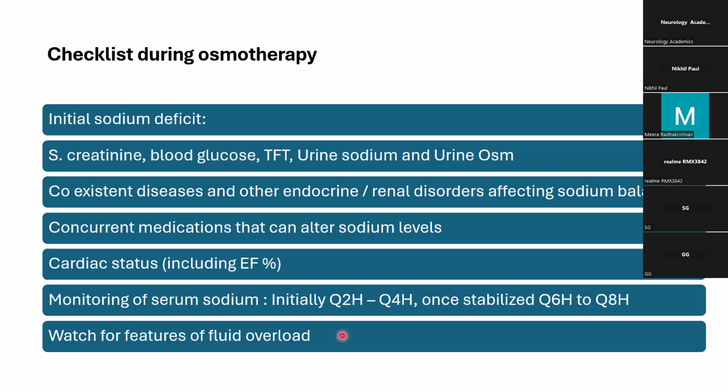And there are some things we should check while giving osmotherapy, like the initial sodium deficit, on which our calculation is based. We should check the renal function, blood glucose, thyroid function, urine osmolality, and urine sodium. In select cases, if we suspect chronic hyponatremia, cortisol levels may also be sent. We should look for coexistent diseases, including renal and endocrine issues that can affect the sodium balance, concurrent medications, and cardiac status; all this is important while monitoring the response to osmotherapy. As I said earlier, monitor Q2H to Q4H initially, and once stabilized every 6 or 8 hourly, and watch for features of fluid overload.